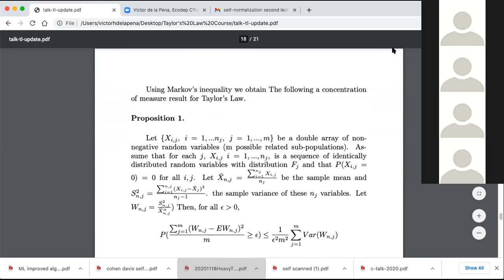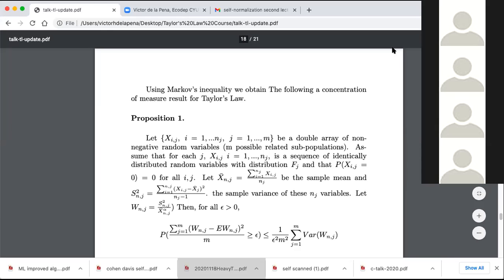Now, what I'm going to do is to provide a concentration of measure result for Taylor's law. So again, I am looking at different locations, sample size J. In this case, we have a double array of non-negative variables of possibly related subpopulations. Typically, in the use of Taylor's law, people assume that the subpopulations are independent. But this approach to Taylor's law allows you to consider situations when the subpopulations are not independent.